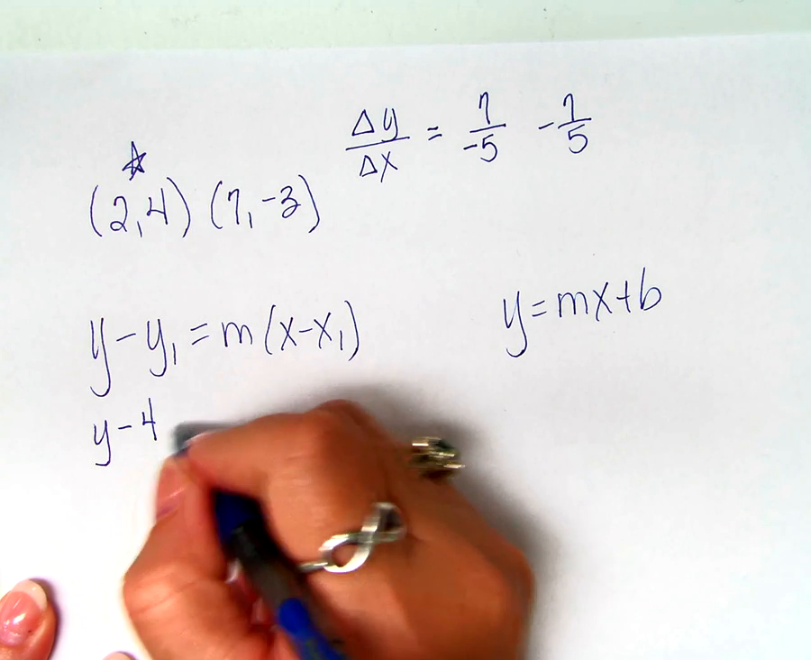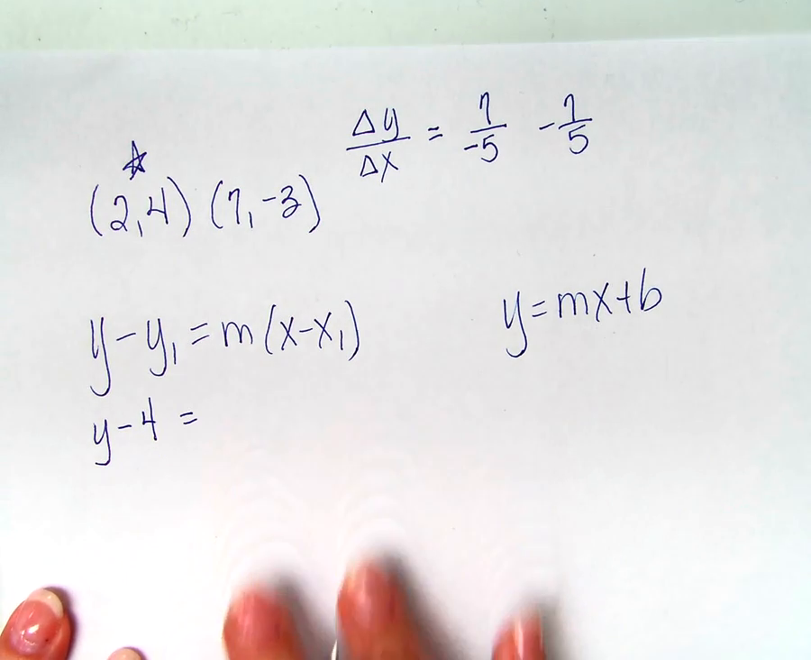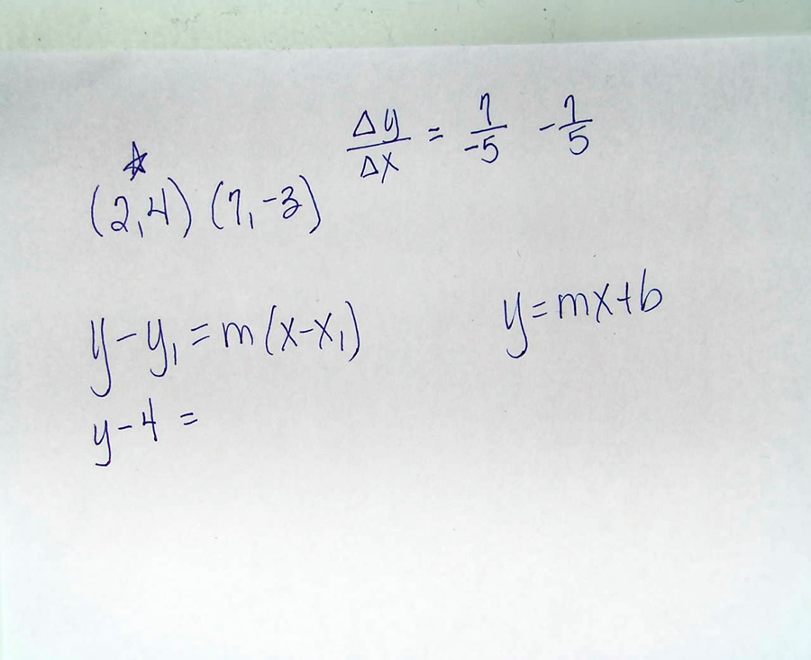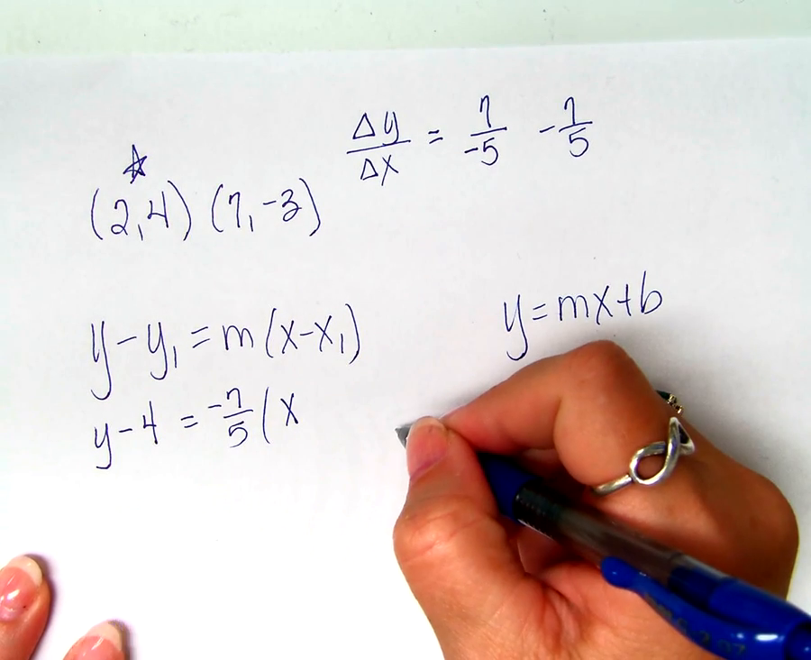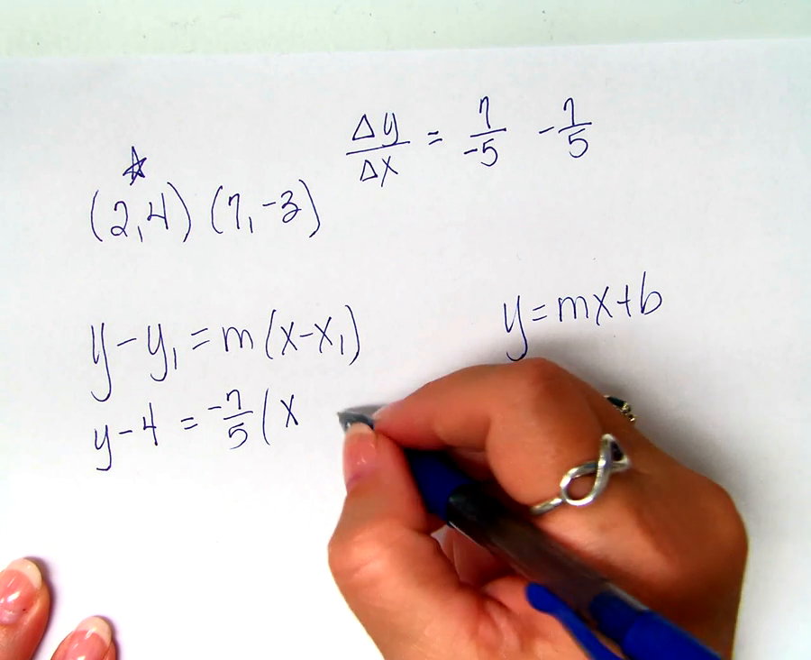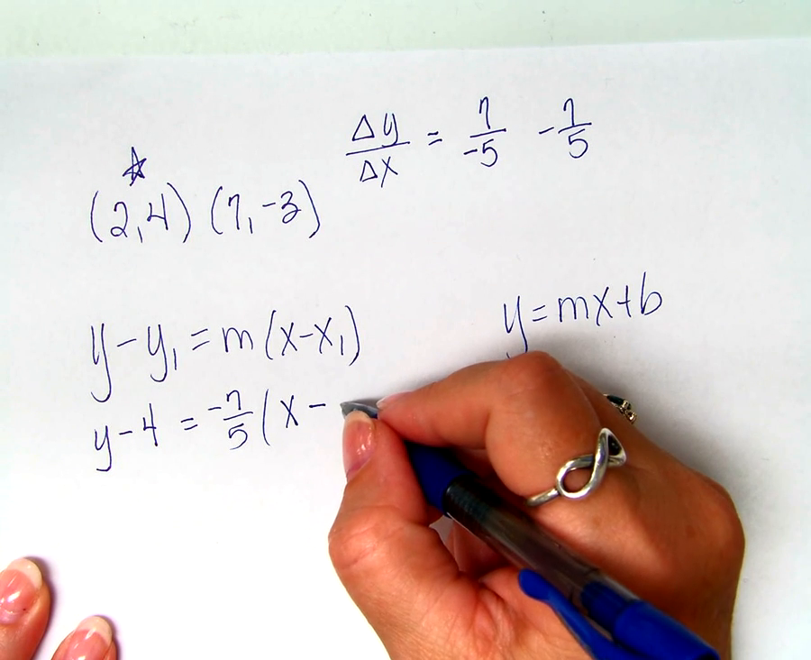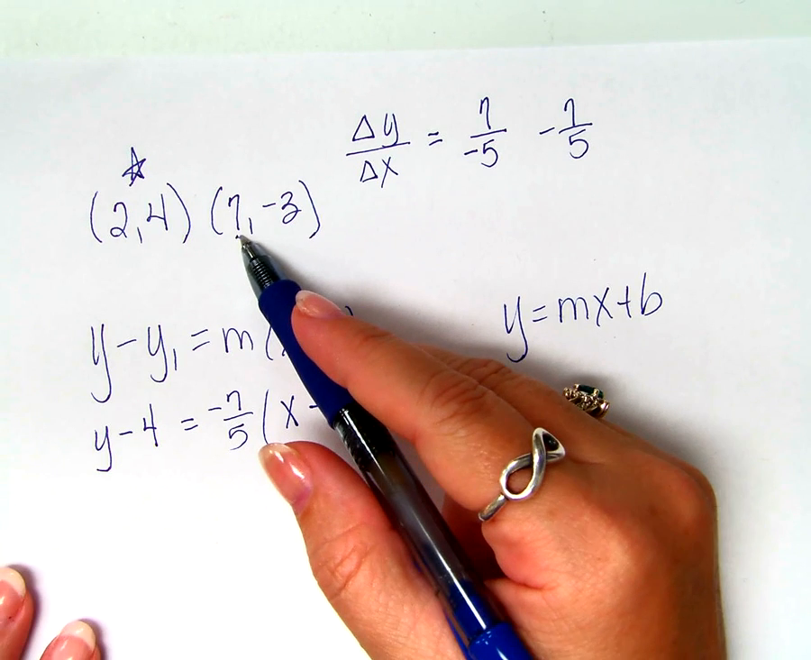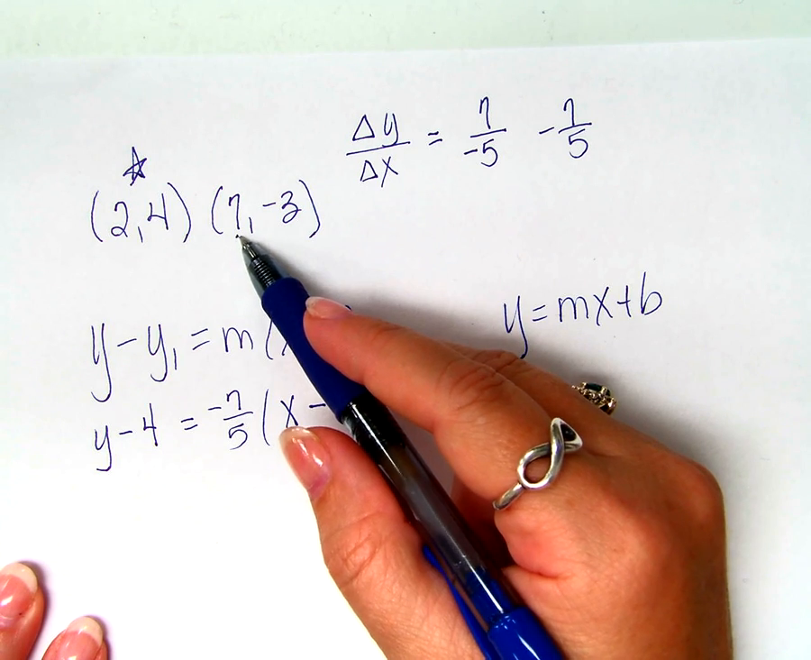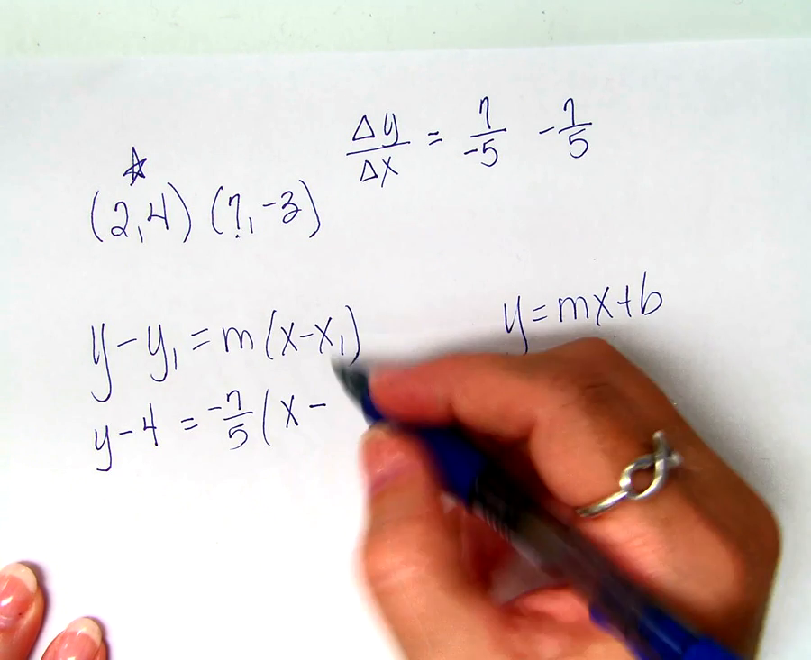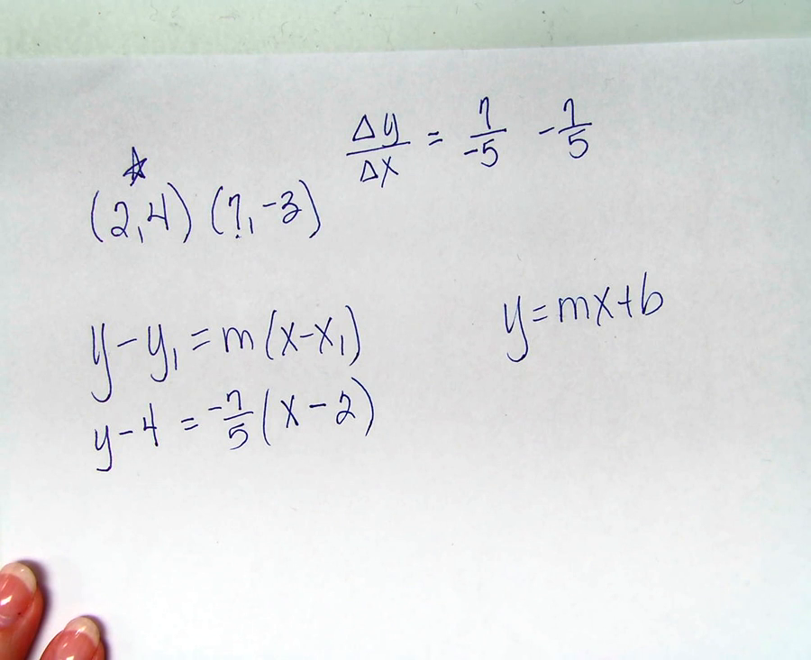So y minus 4 equals m, negative 7 over 5, x what? Minus, can I just use the 7? I like the 7. It's my favorite number. Not really, it's really 13, but we're going to pretend. Why can't I use the 7? I used the 4, so I've got to use the 2. Okay so far? What do I do now?